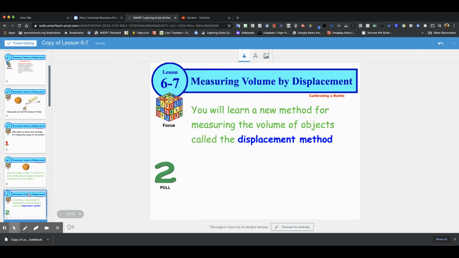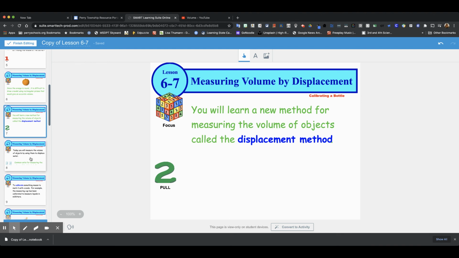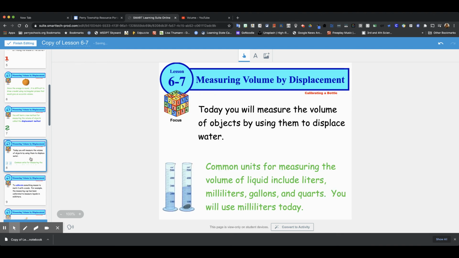So we're going to learn a new method for measuring the volume of objects. And again, it's called the displacement method. So we're going to measure the volume of objects. And actually, since you're virtual, you are going to be given an opportunity to do this at home if you have the correct supplies. I do have a video that we can watch that'll show us what displacement method is for volume. And so we're just going to talk through all of this today.